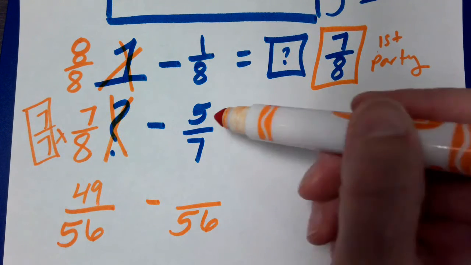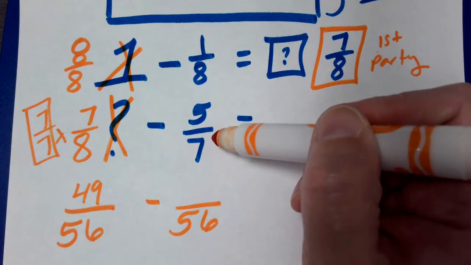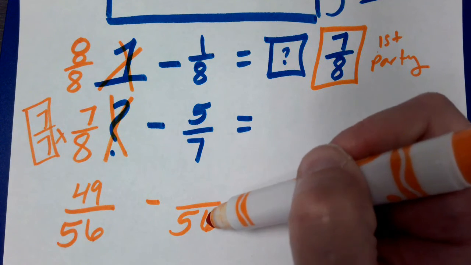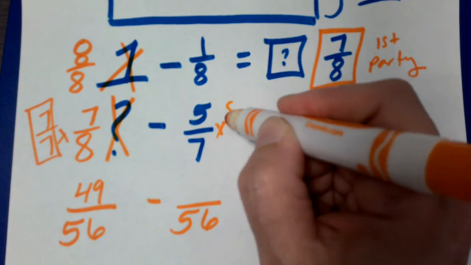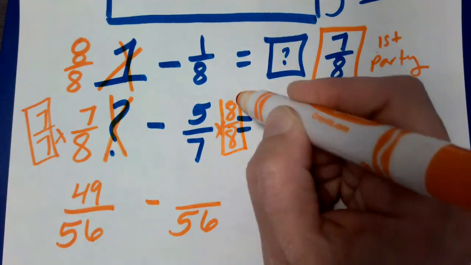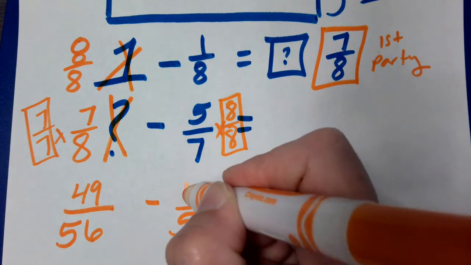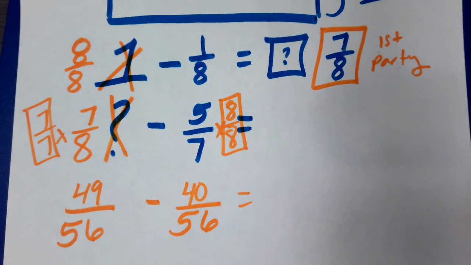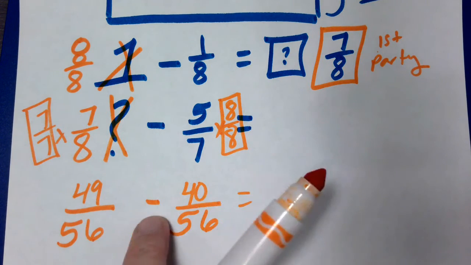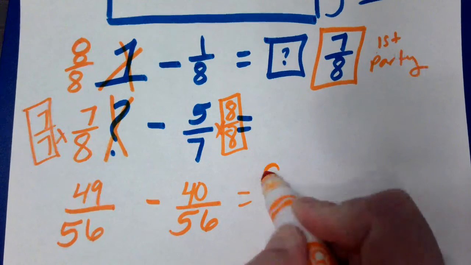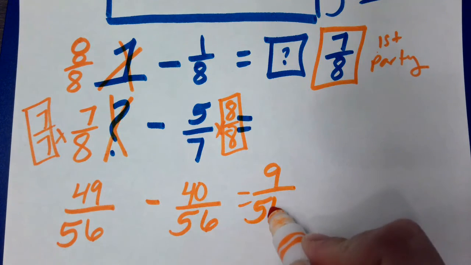Okay, and then I need to make an equivalent fraction for 5 sevenths with a denominator of 56. So in this case, I'm going to multiply by 8 over 8. Again, that's like multiplying by 1. 7 times 8 is 56. 5 times 8 is 40. And then I'm going to go ahead and subtract. So 49 take away 40 is 9 over 56.